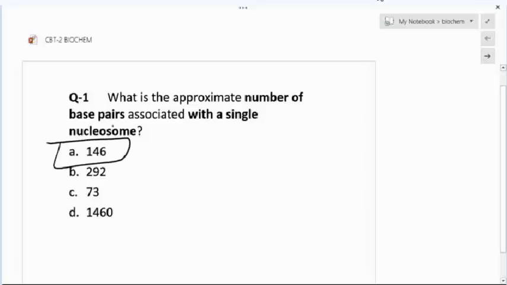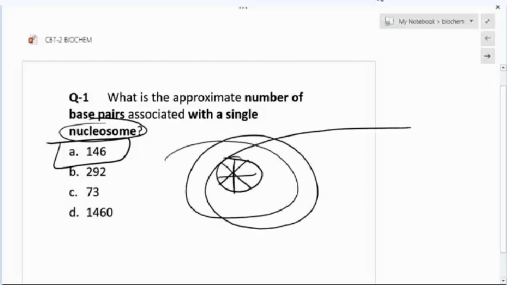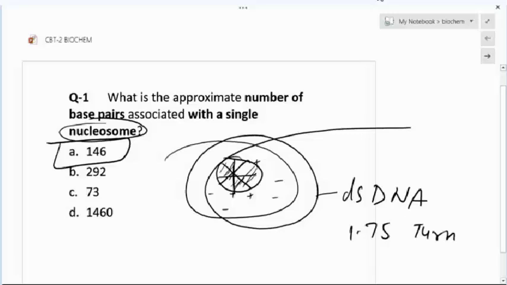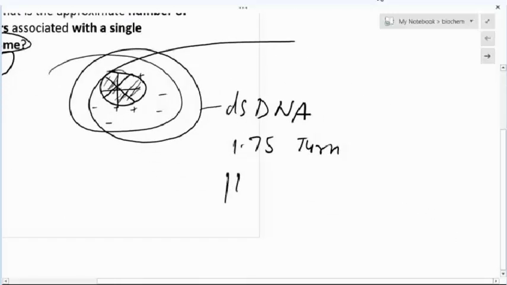So what is nucleosome? Nucleosome is actually the histone octamer which is wrapped by 1.75 turns of DNA. This is double-stranded DNA, and this double-stranded DNA wraps the histone octamer. This is histone octamer. This is negatively charged strand, and histone protein is positively charged, so there is a good electrostatic interaction, and it is 1.75 turns of double-stranded DNA which incorporates 146 base pair.